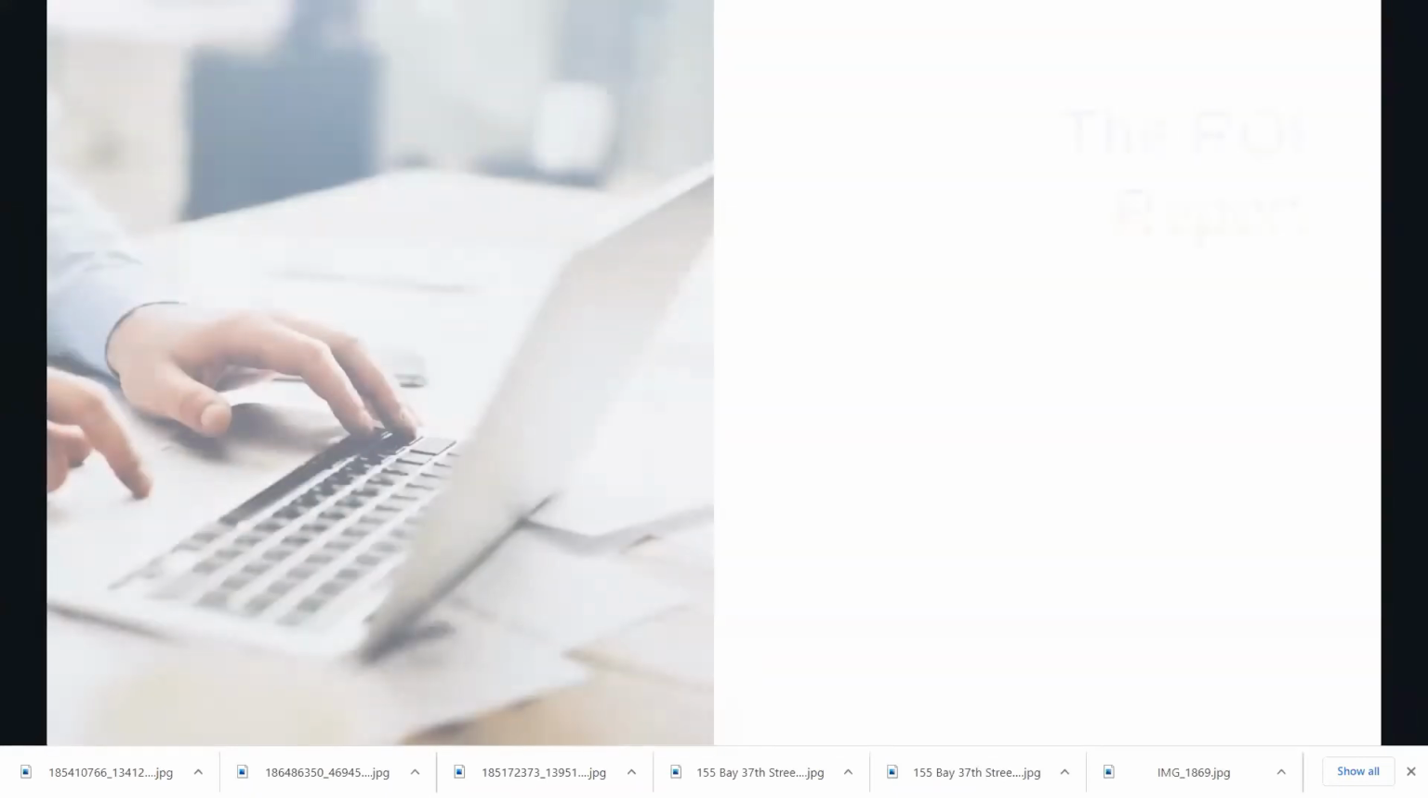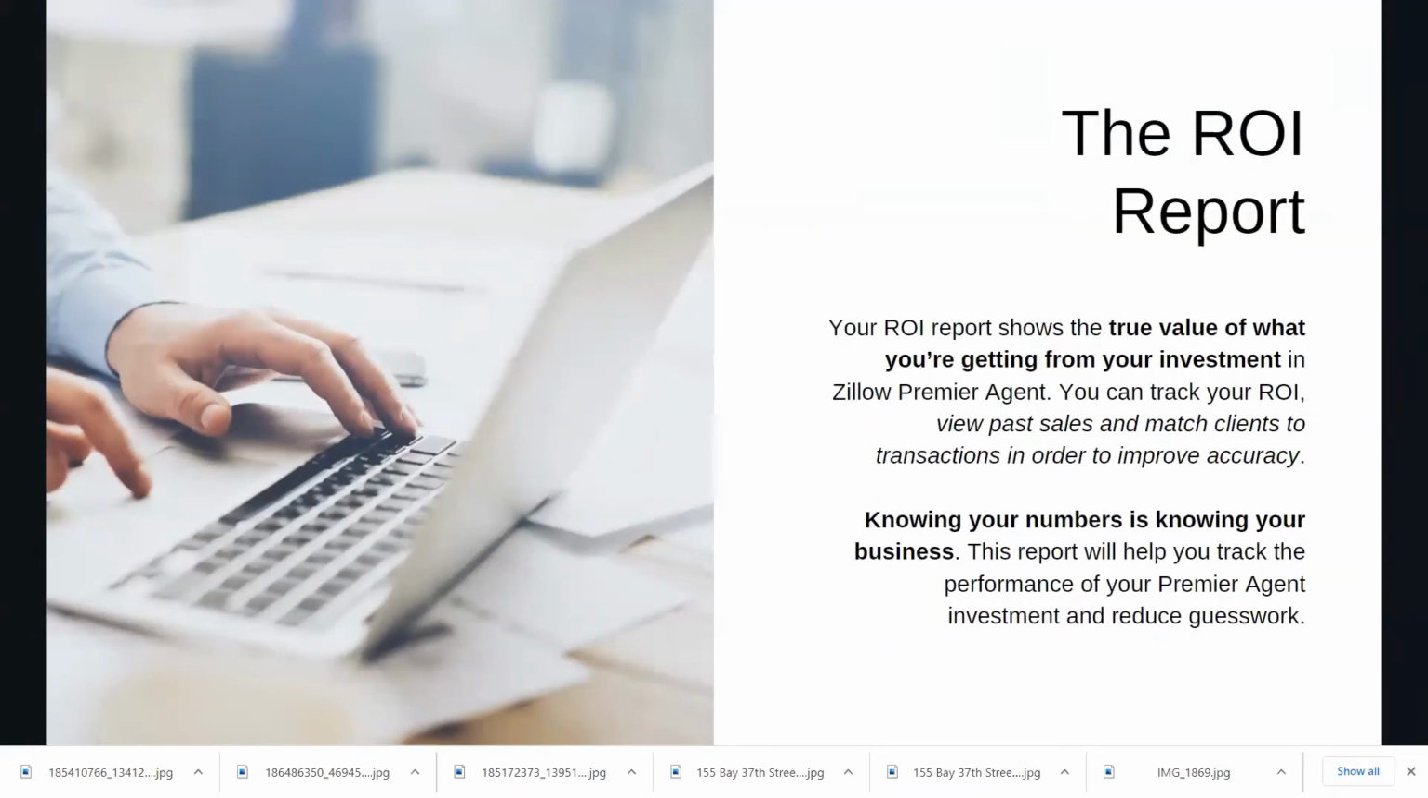So we're going to talk about your ROI report quickly. This shows you the actual true value of what you're getting from your investment. You can track your ROI by viewing your past sales, matching your clients to transactions in order to improve accuracy. So what you need to make sure is that you are actually inputting the data into the system. Because if you're not matching the data, inputting the data, and making sure everything is there and is correct, then your numbers are going to be incorrect. So you have to make sure that either you or someone else is going in there and making sure that your data is accurate, matching those customers with the past sales.